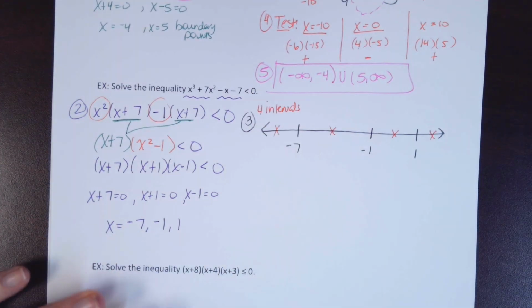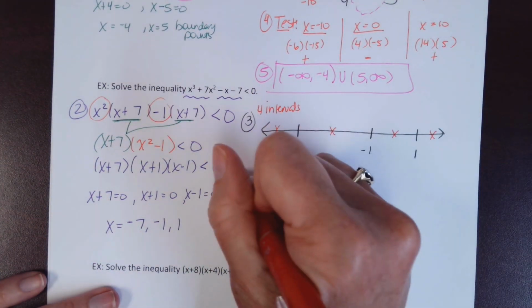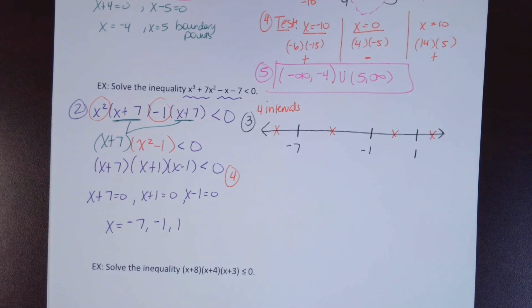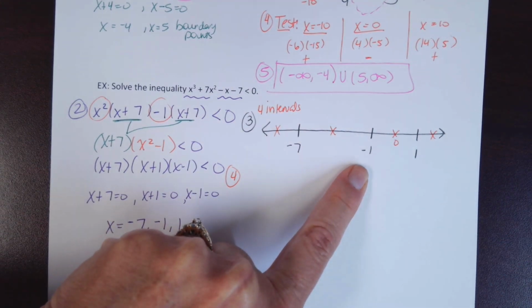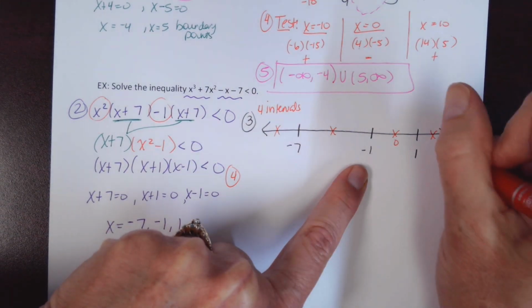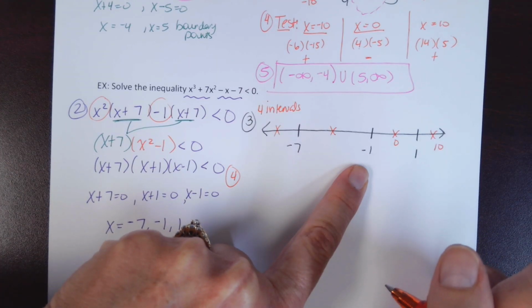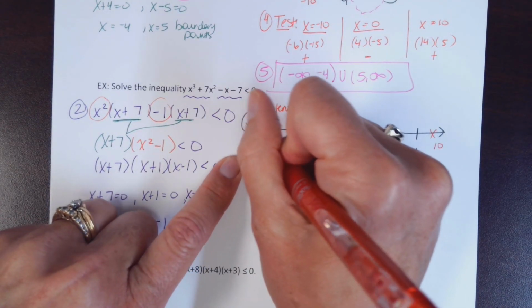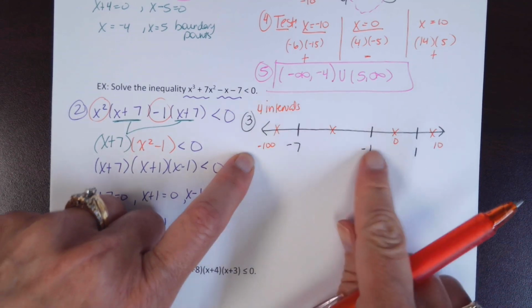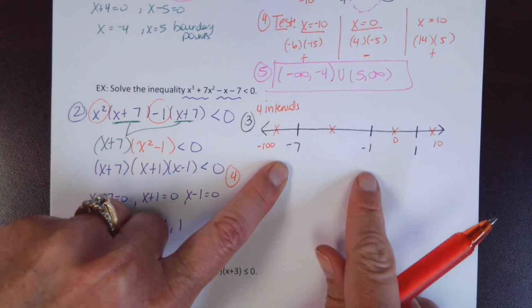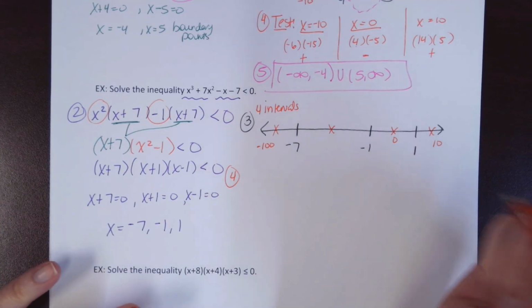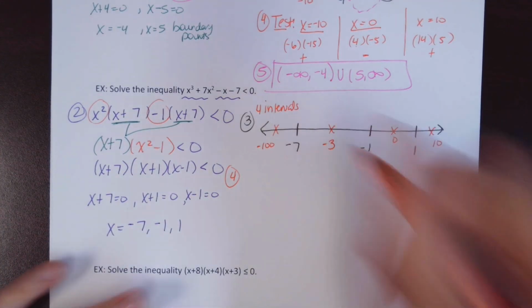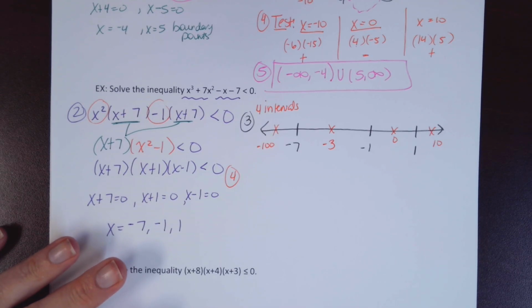You'll always have one more interval than you did boundary point. So let's pick some values to test. 0 goes here between -1 and 1, so that's easy. I can do 10 here. 10 or 100 is a good big value for my ends. And then I need to pick something here in the middle. It doesn't matter. Anything between -1 and -7. What if I do -3? I don't know. That's about halfway in there.